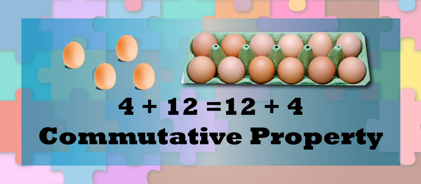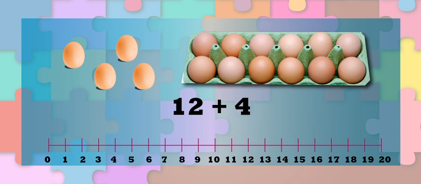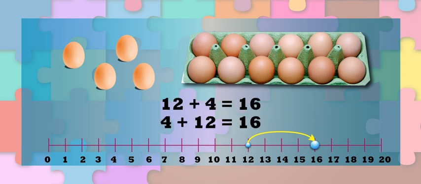To add these numbers, let's use the number line. First, identify the greater number on the number line, as shown here. Next, count on from there based on the value of the second number, 4. We start at 12 and count 4 spaces to the right. This gets us to 16. We can now write two equations. 12 plus 4 equals 16, and 4 plus 12 equals 16.